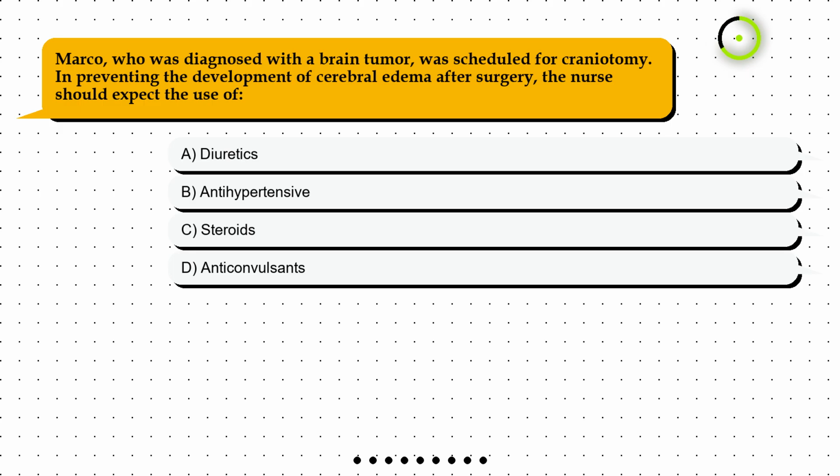Question 6. Marco, who was diagnosed with a brain tumor, was scheduled for craniotomy. In preventing the development of cerebral edema after surgery, the nurse should expect the use of Option A. Diuretics. Option B. Antihypertensive. Option C. Steroids. Option D. Anticonvulsants.